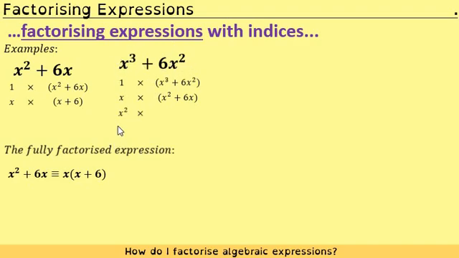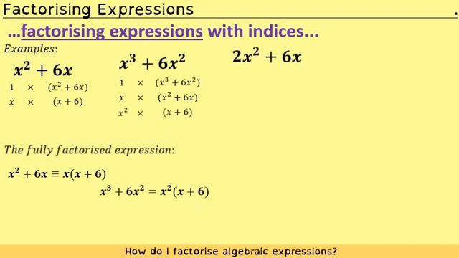Now, x cubed divided by x squared, well, that's just going to leave me with 1x left. And then plus 6x squared, if I take out the x squared, gives me just plus 6. So the fully factorised expression for this one is when I take out the greatest possible factor, so again it will be the last one, to give me x squared bracket x plus 6.